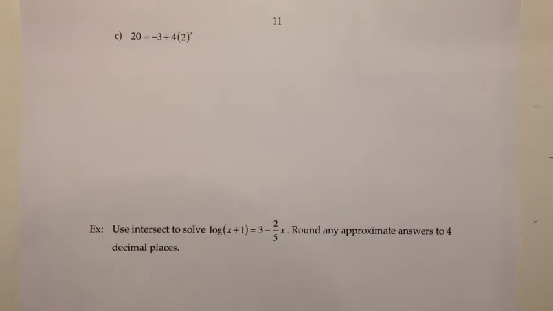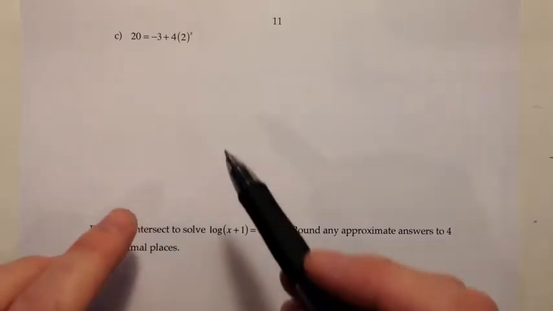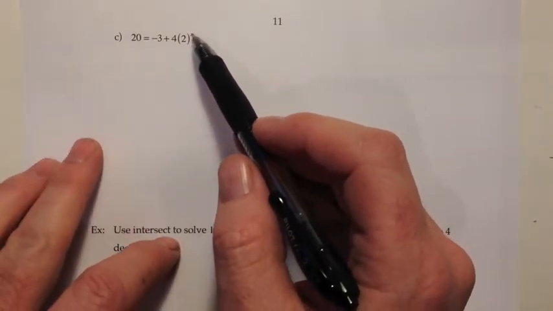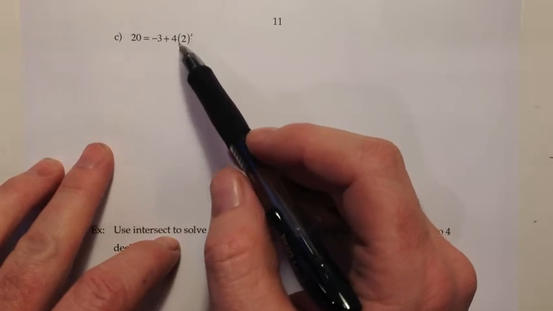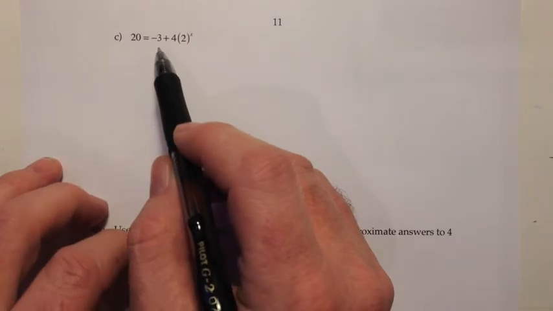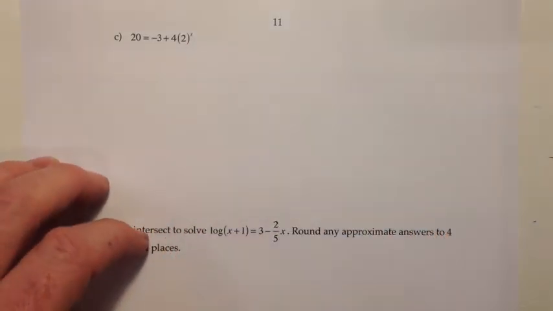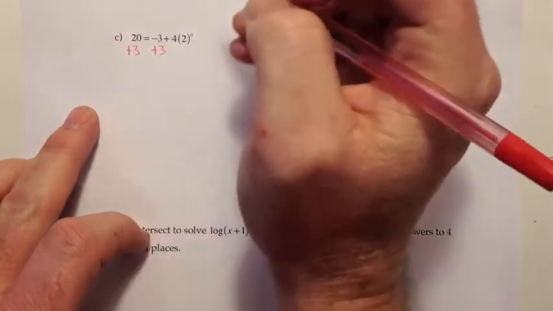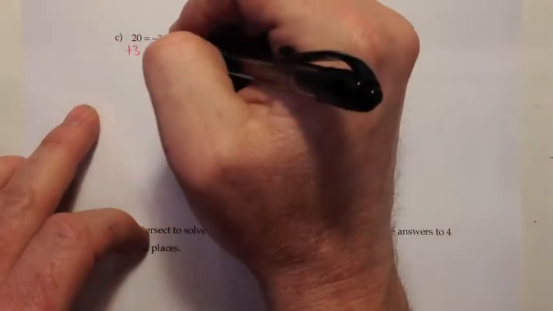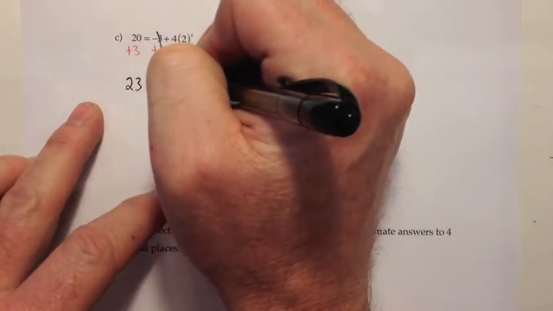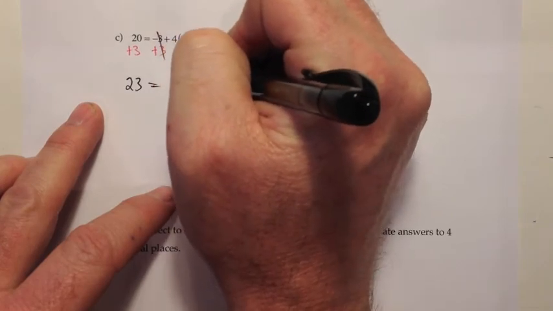20 equals negative 3 plus 4 times 2 raised to the x. What we need to notice right away on this is that the variable is our exponent. And when that happens at some point, you're going to want to take a log to bring that exponent down. But to make that work, you have to get the base by itself. So you have to get rid of the negative 3 and the plus 4. So the first thing I would do is get rid of that negative 3 by adding 3 to both sides. And if I do that, the negative 3 and the plus 3 cancel, and on the left I get 23, and on the right I get 4 times 2 raised to the x.